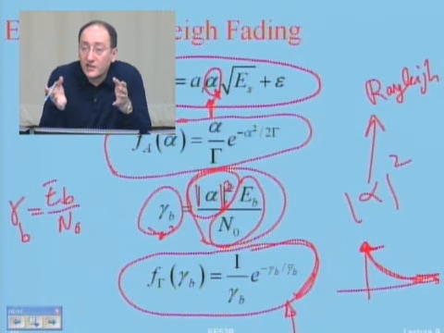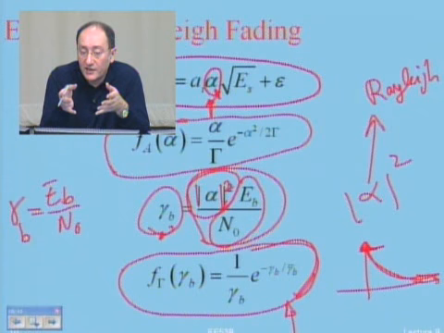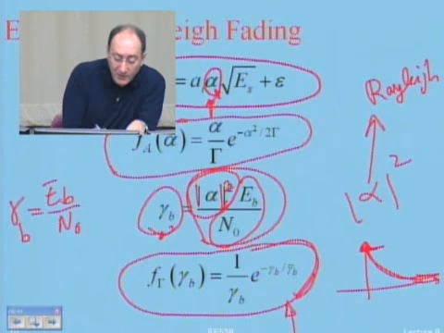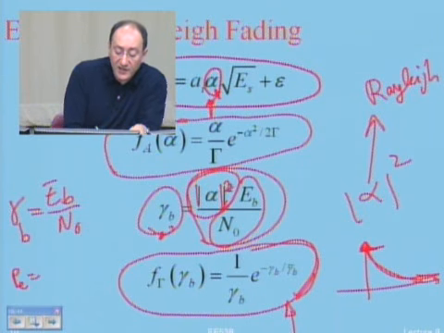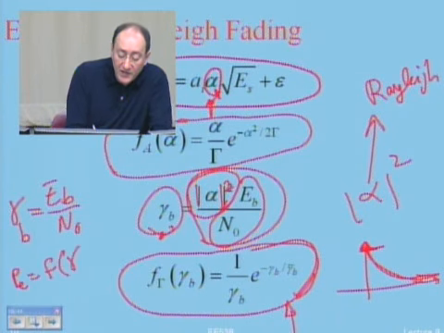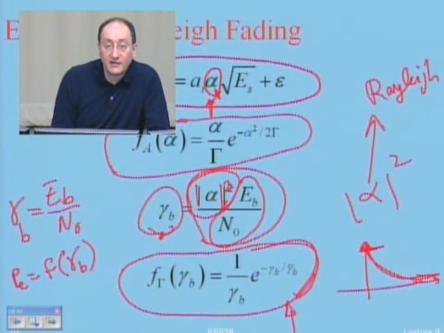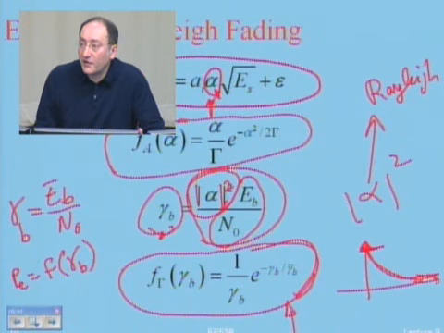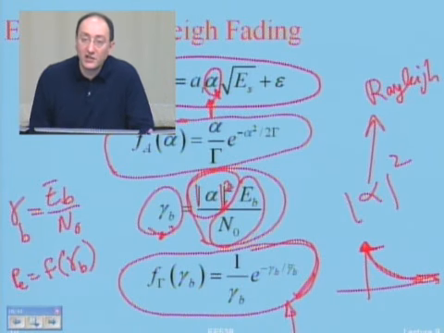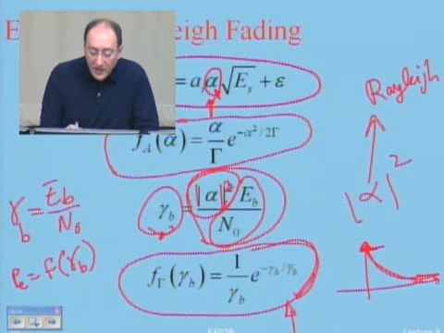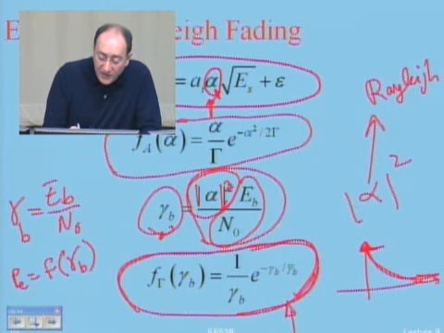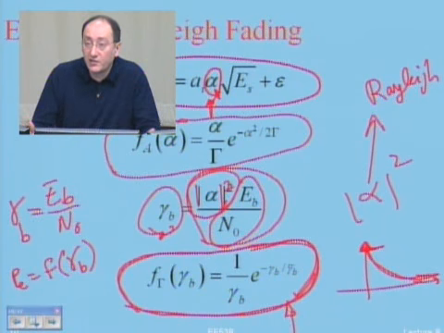If my signal to noise ratio is exponentially distributed, what will happen to the probability of error? The probability of error always was a function of what? A function of gamma sub b. Is that right? Either it was an ERF complement function or it was an exponential. If it is ERF or exponential, I can average that function over this distribution and I'm all set.